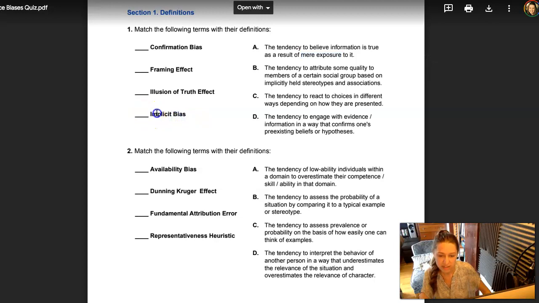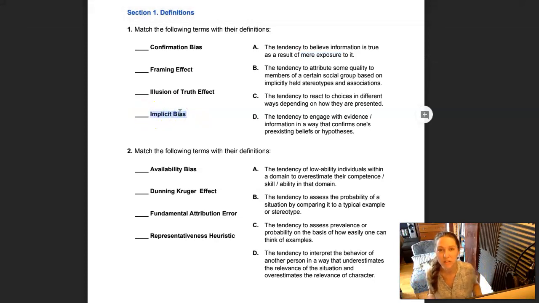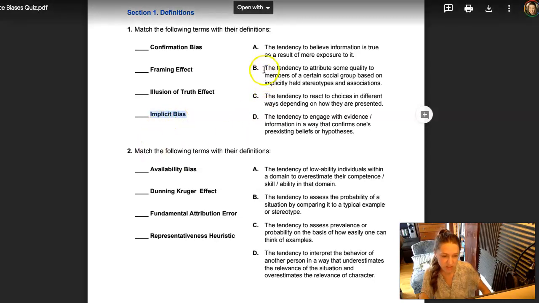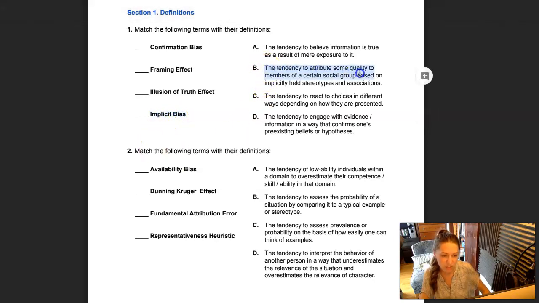Okay, implicit bias. And again, all of our biases are in some sense implicit. They're all biases because they are deviations from standards of good thinking. They are rules of thumb that will lead us to make predictable errors in at least some cases. And they're all implicit. These things are all happening below our level of conscious reflection. But what we mean by implicit bias is specifically the tendency to attribute some quality to members of a certain social group based on implicitly held stereotypes or associations, right?